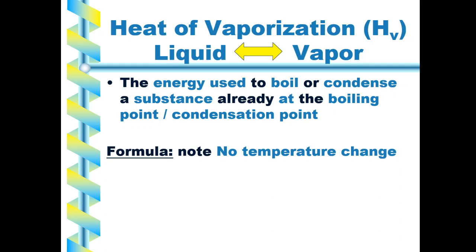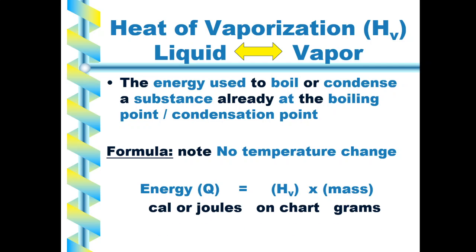And this equation, again, remember in a phase change, there's no temperature change, so we got to throw that out. And all these equations are on your equation sheet in your notebook. So Q equals heat of vaporization times mass. And again, you will calculate Q. You will be given the heat of vaporization in a table and the grams.